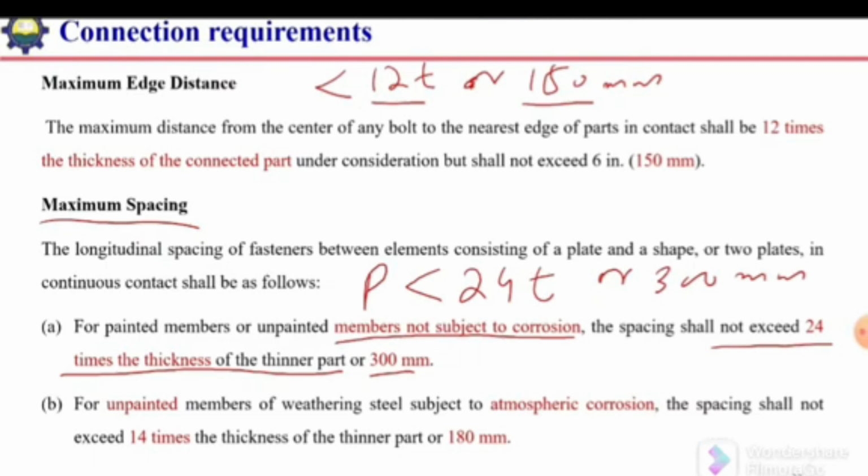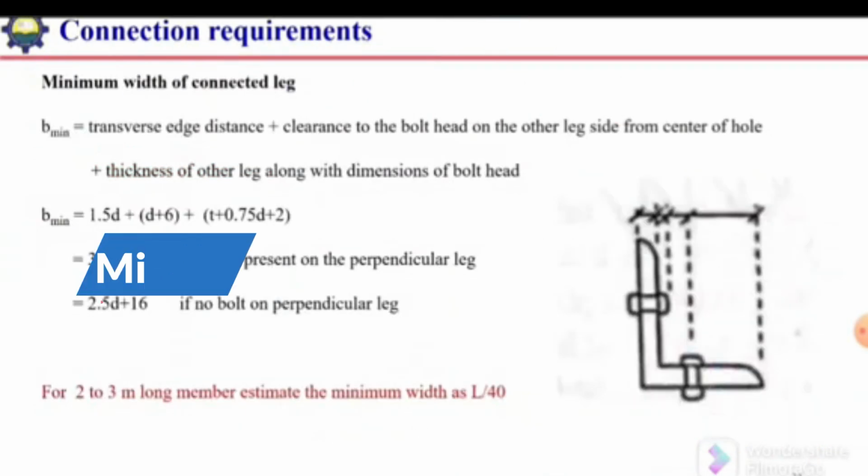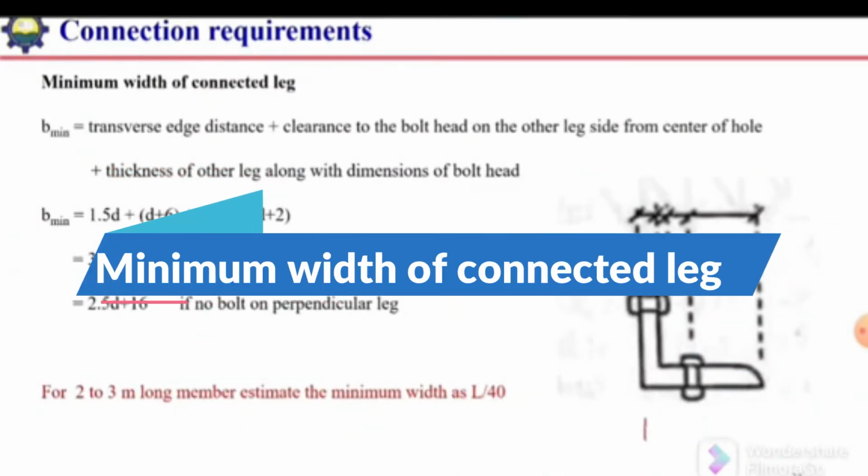Similarly, for members which are subjected to corrosion and are unpainted, in that case this pitch should be less than 14 times thickness, or 180 millimeter. So these are the limitations on maximum and minimum edge distance, as well as maximum and minimum spacing of the bolt.